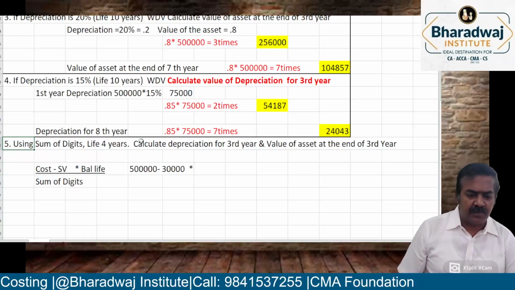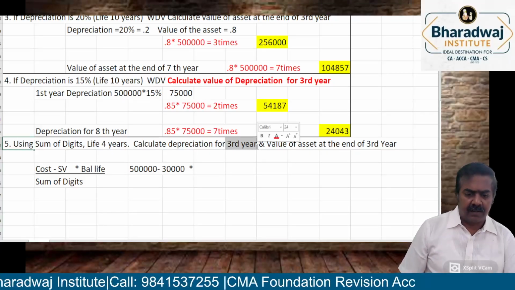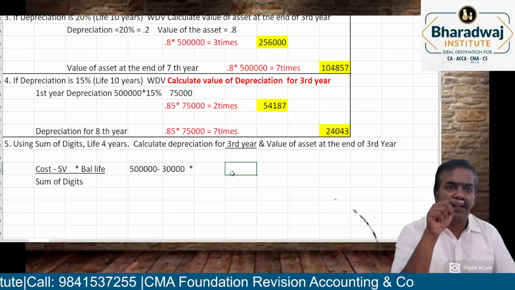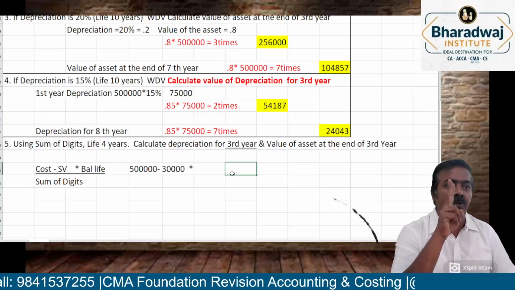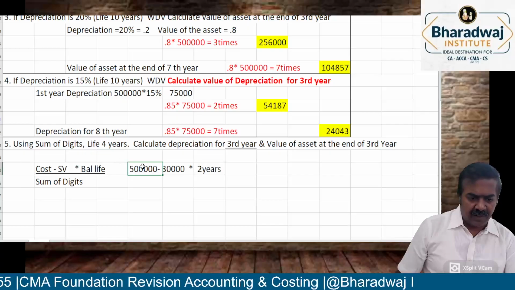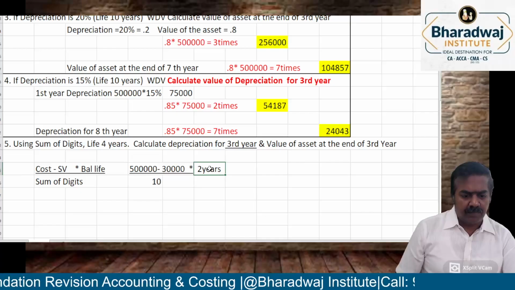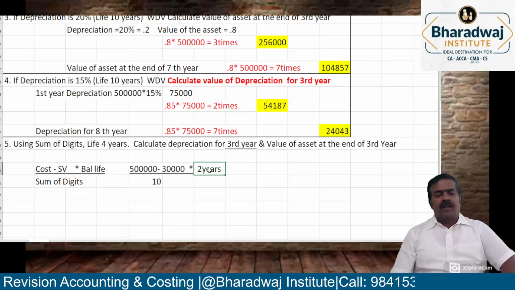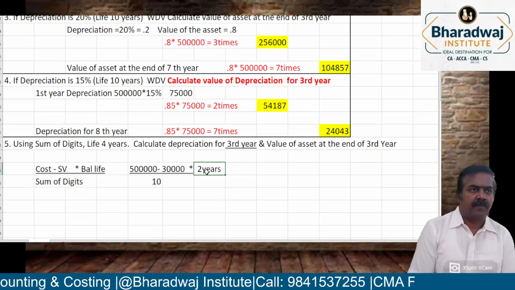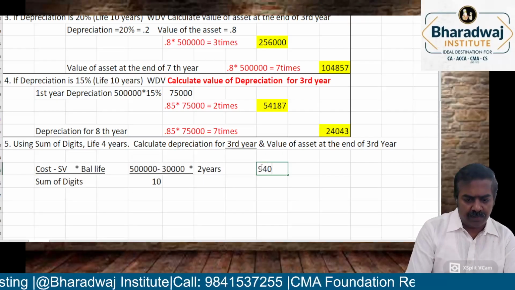They ask you depreciation for the third year. Total life is 4 years. We are in which year? Third year, and then the fourth year. How many years of life remain? 2 years. So into 2 years, divided by sum of digits, 10. That gives 94,000.